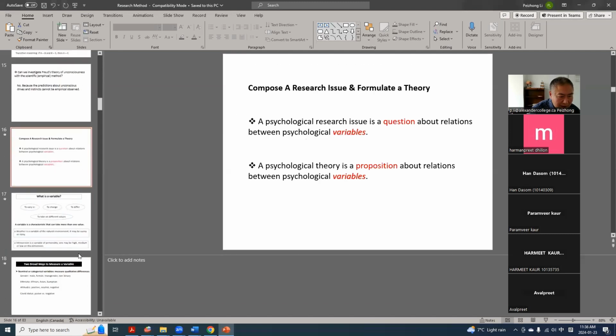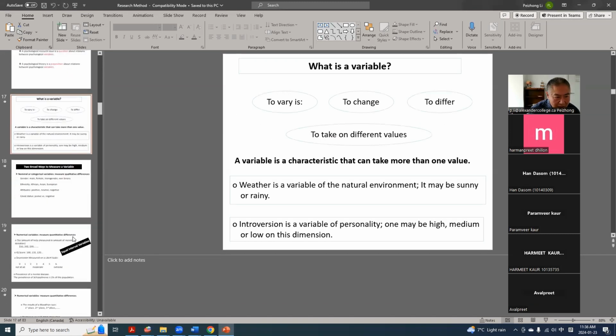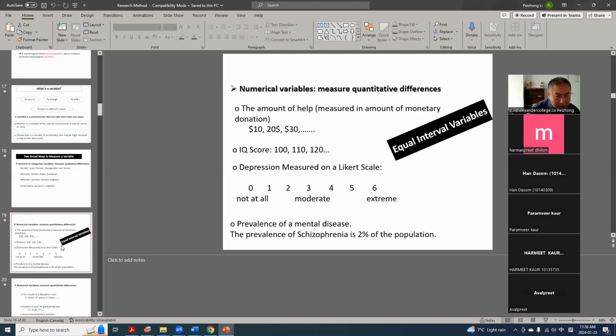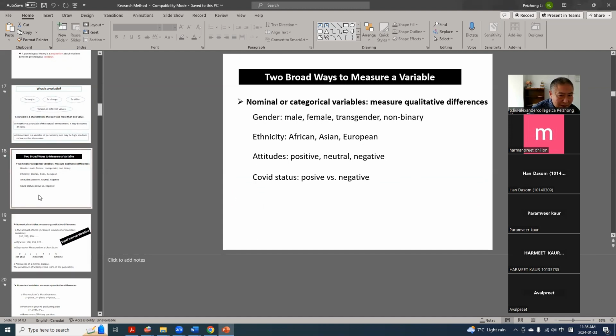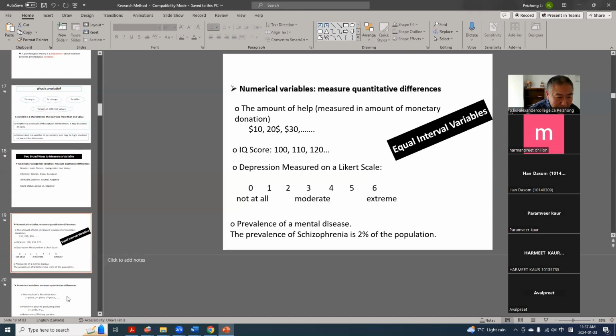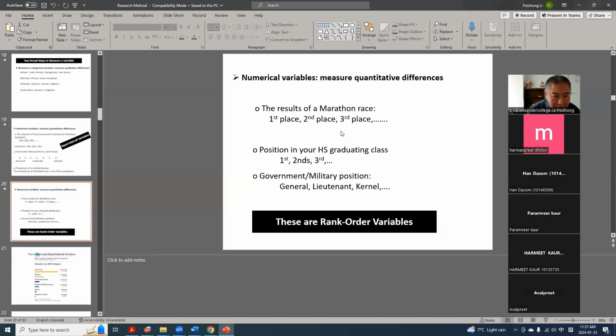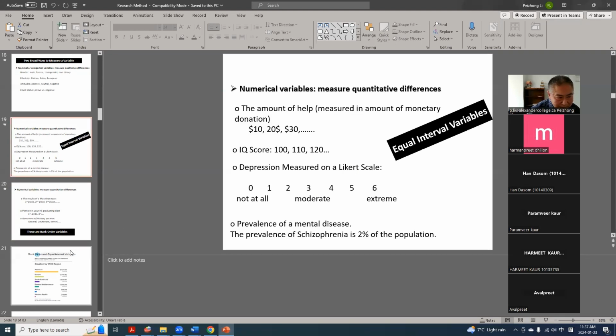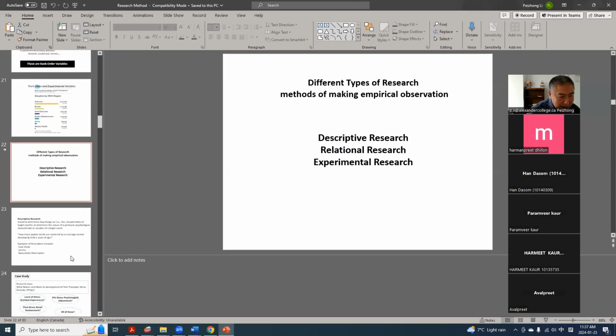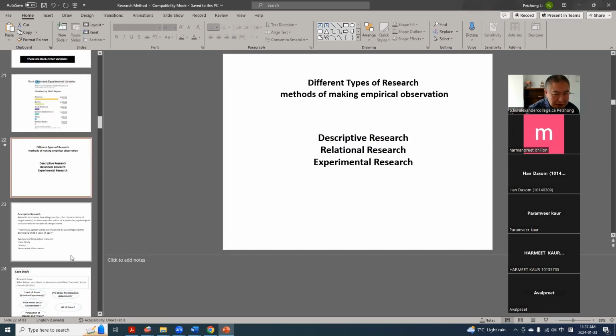And we talk about variables, the different variables. Remember the numerical variables, the categorical variables, nominal variables. Nominal, that's a good word. Nominal, names. The rank order variables, and then, well, the equal interval variables. And these are the raw materials for doing research.